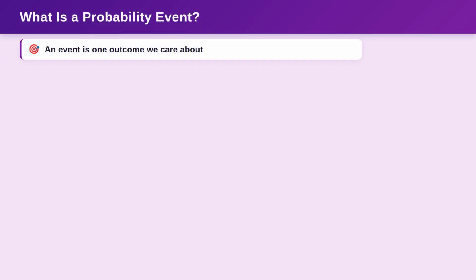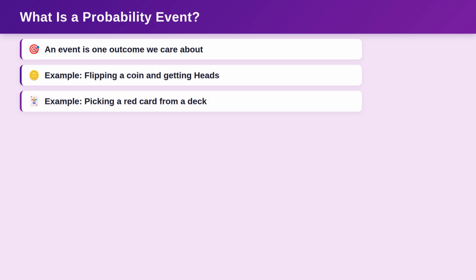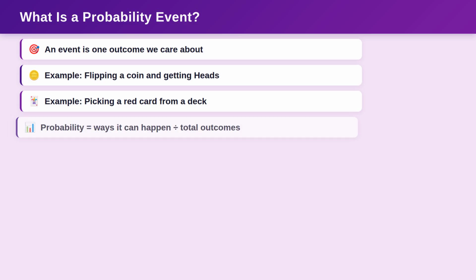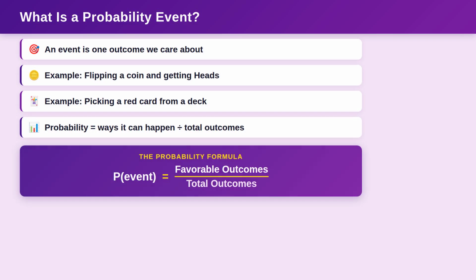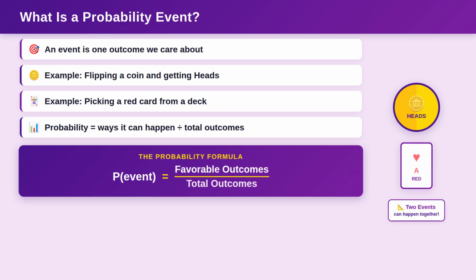Before we compare independent and dependent events, let's make sure we're on the same page about what an event actually is. In probability, an event is just one outcome that we care about. Like flipping a coin and getting heads, that's one event. Picking a red card from a deck, that's another event. And the probability of an event is simply the number of ways it can happen divided by the total number of outcomes. Simple enough, right? Now let's talk about what happens when two events show up together.